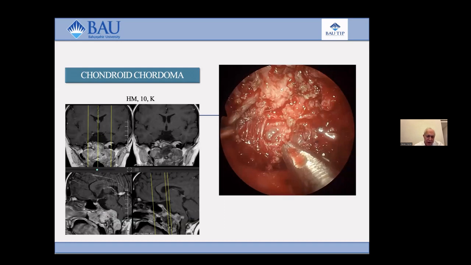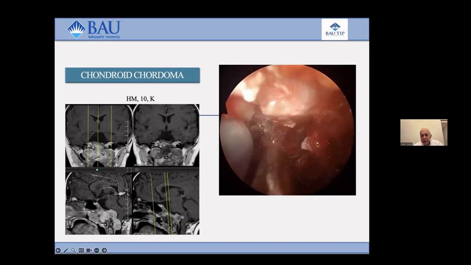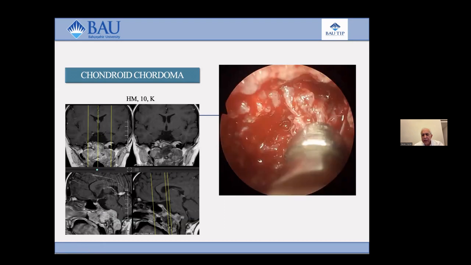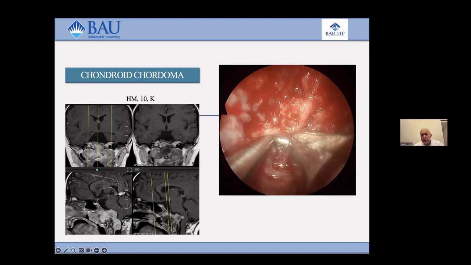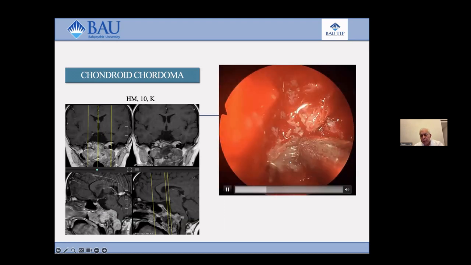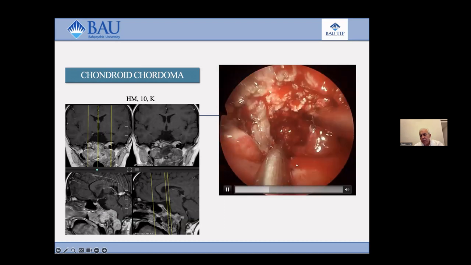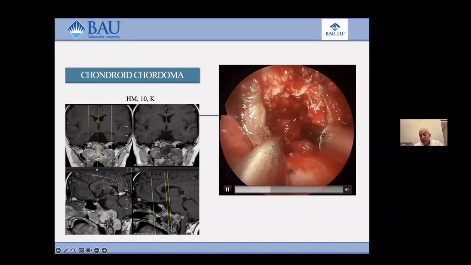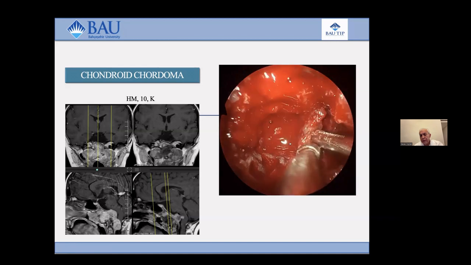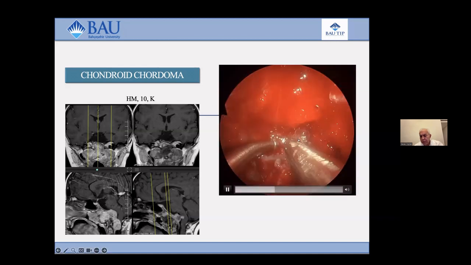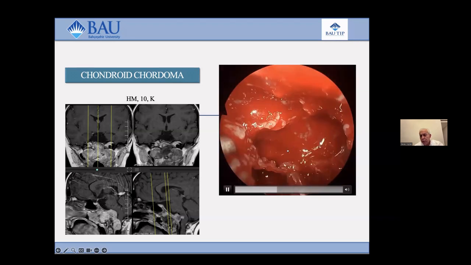Firstly, this tumor was resected with an ultrasonic aspirator and other instruments. In this case, we explored and reached the inferior part of the tumor. In this region, we explored the occipital condyle and the atlanto-occipital joint. You see the atlanto-occipital joint and occipital condyle. Now the laterally extending tumor was removed.